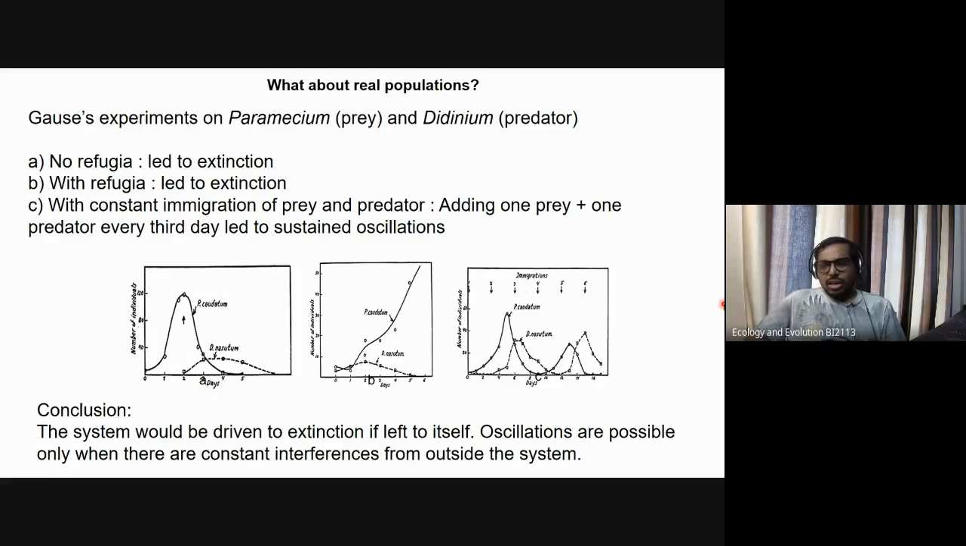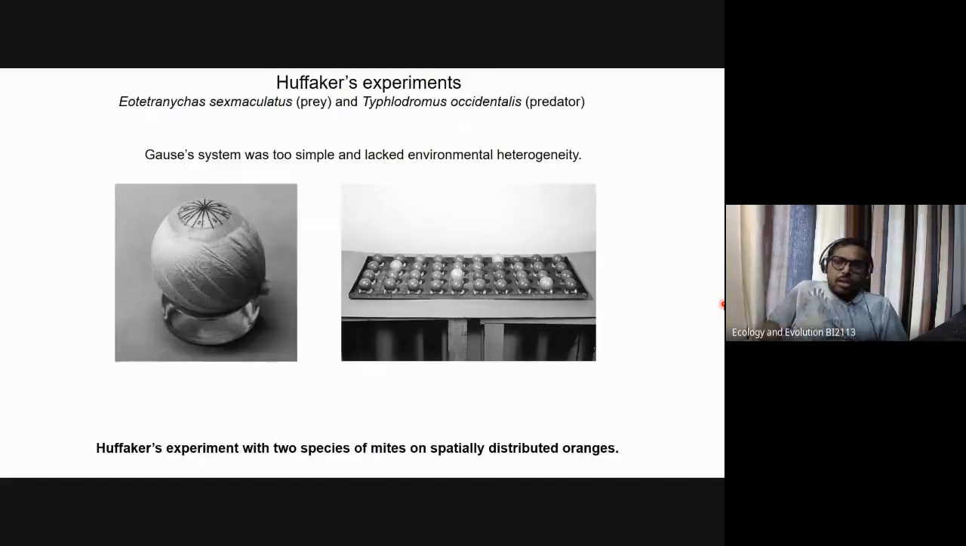Now, this is not a very great solution in some sense, because in nature too, there are some populations which for all practical purposes can be thought of as closed populations. It's just a matter of the scale at which you look at it. So then, according to this, those populations should not be able to sustain themselves. So how is it working? There were several experiments, several people worked on this problem.